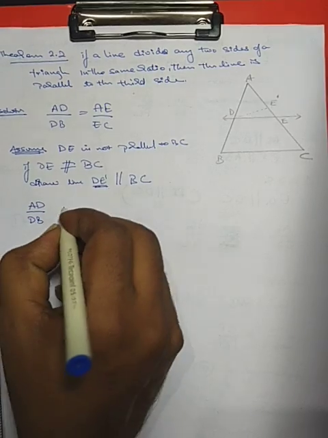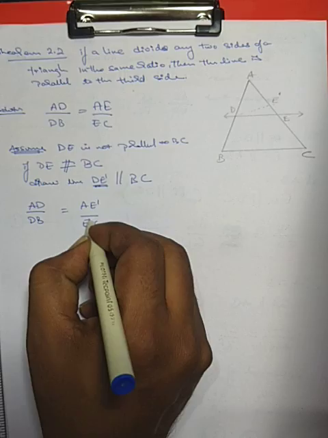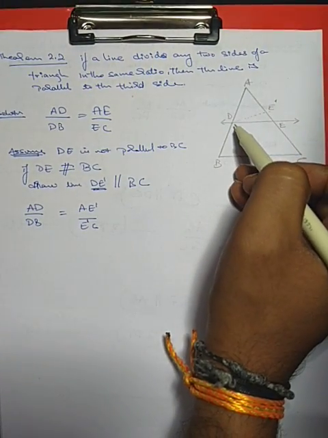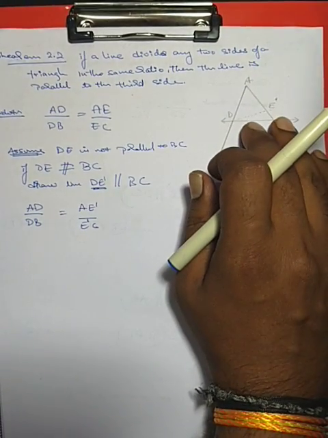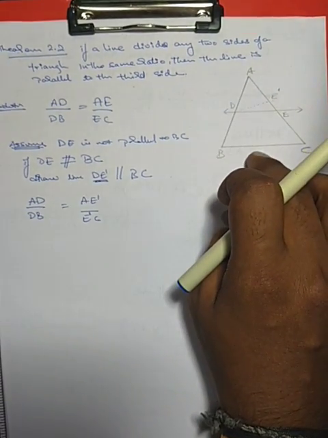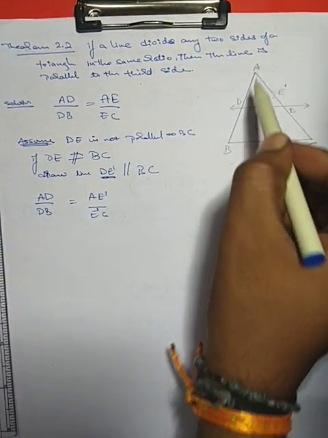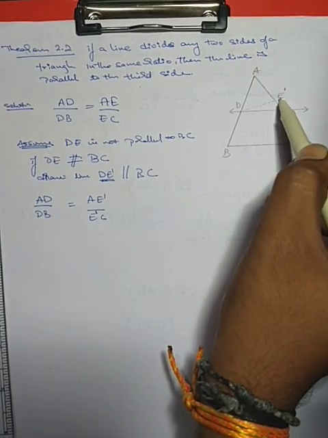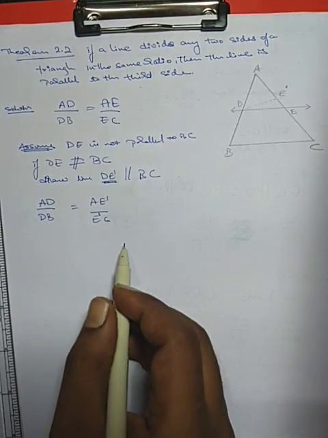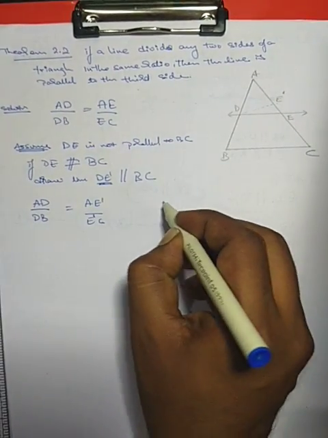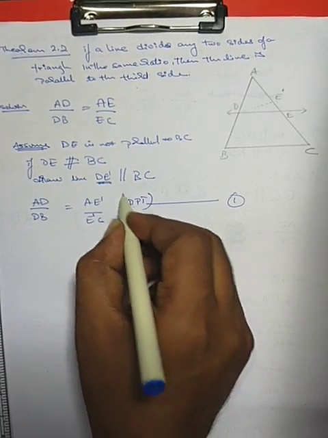AD over DB is equal to AE dash over E dash C. Since DE dash is parallel to BC, according to the Basic Proportionality Theorem, when a line is parallel to the base, the other two sides are divided in the same ratio. Therefore AD over DB is equal to AE dash over E dash C. So these two ratios are equal. We take this as equation 1, with BPT as the reason.